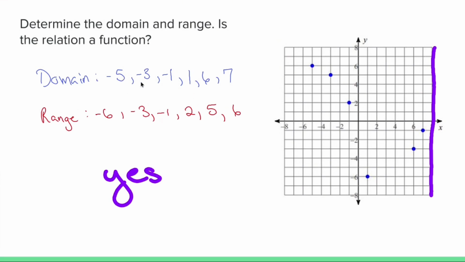Now also, if I look at my domain and see that my domain values are going to repeat at any point, then I wouldn't have a function. But my domain values don't repeat: -6, -3, -1, 1, 6, and 7. Those guys don't repeat. This is a function. Everybody's happy.